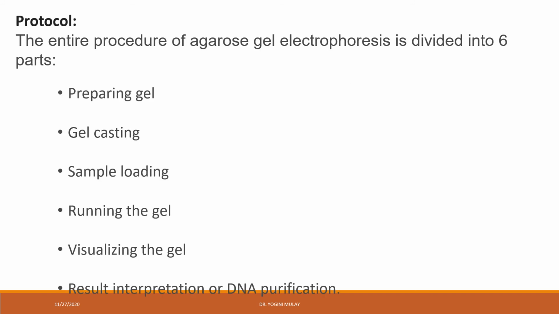Now, what is the protocol? Here, the entire procedure of agarose gel electrophoresis is divided into 6 parts. Very first, we need to prepare the gel, then gel casting. Next is the loading of DNA sample. Then we allow that gel to run. Next step would be visualizing the gel, and then the interpretation.